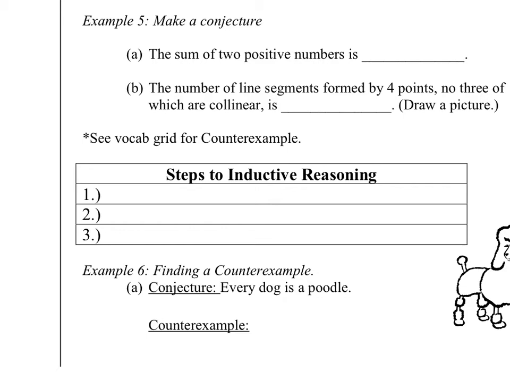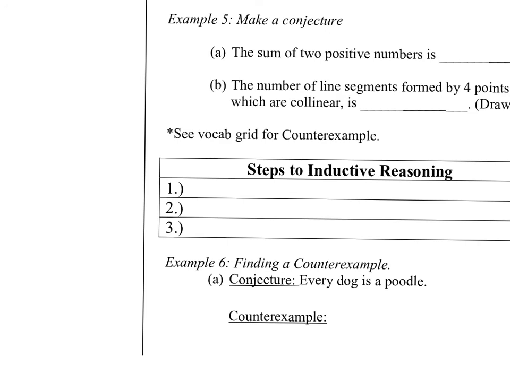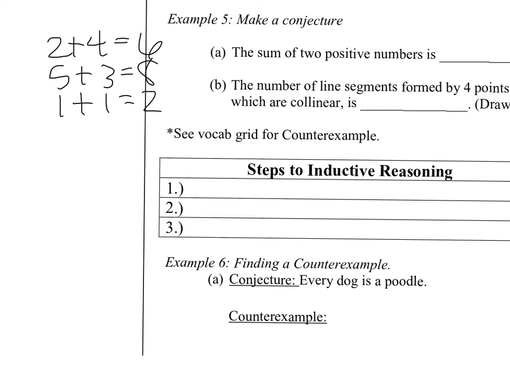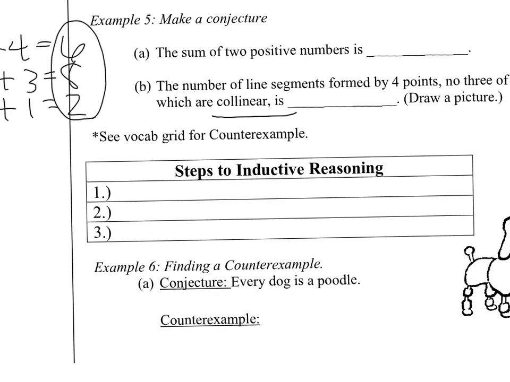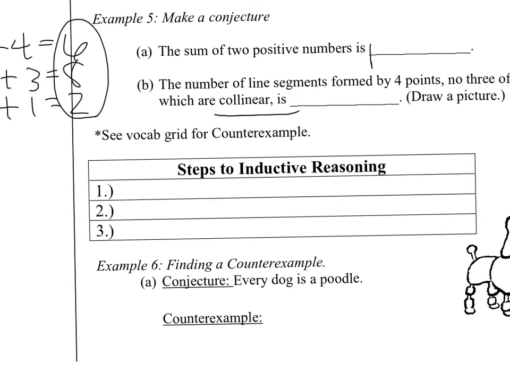So I'm going to make up several examples of adding two positive numbers together, and I'm going to see what happens. So let's say 2 plus 4 is 6. So those are two even numbers. What about 5 plus 3? Two odd numbers. What about 1 plus 1? What about the same number? So I'm going to have a lot of different examples, but they all lead me to the same conclusion. The sum of two positive numbers is positive.